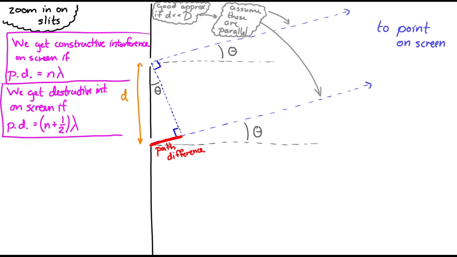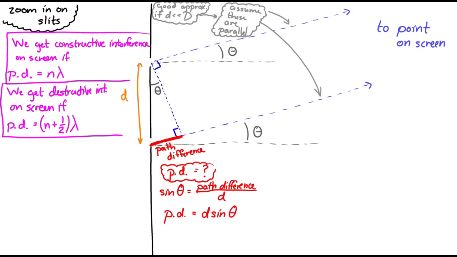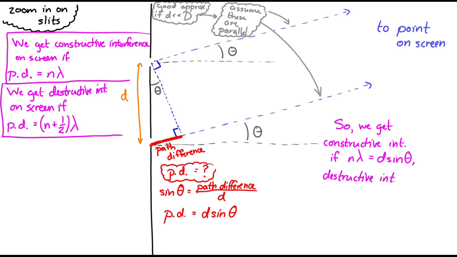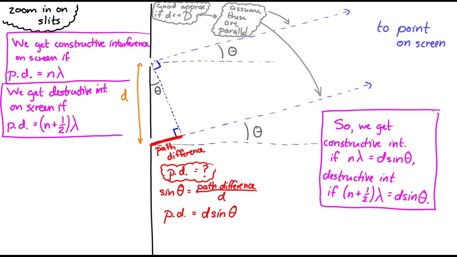And if we look at this picture, the path difference in this situation is equal to, well, let's see, sine of theta is equal to the path difference divided by d, right? Opposite over hypotenuse. So the path difference is equal to d sine theta. So we will get constructive interference in this situation if n times lambda is equal to d sine theta. We will get destructive interference if n plus 1/2 times lambda is equal to d sine theta. Now, if this pattern is created on a screen, we would see something like this for two slits.